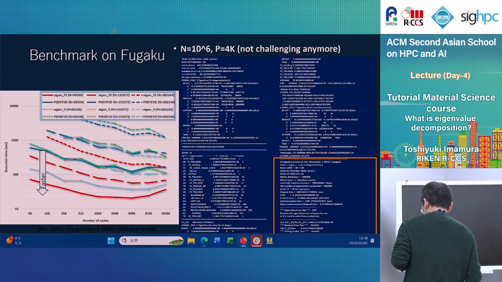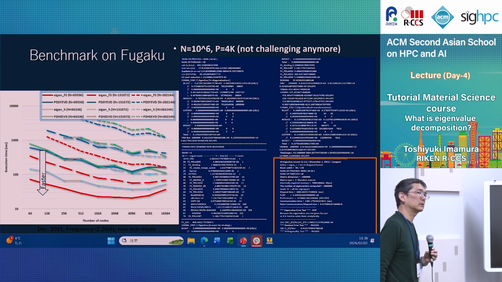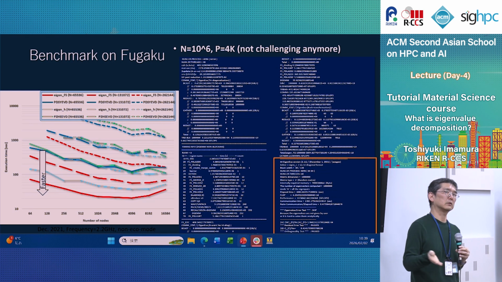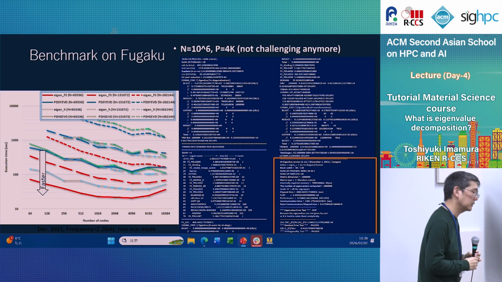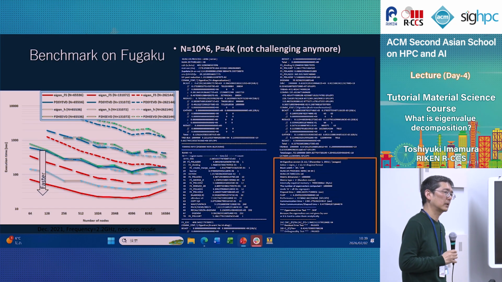Okay, so I want to stop here. And I want to restart with the theoretical part of the eigenvalue problem. Yeah, okay, thank you.